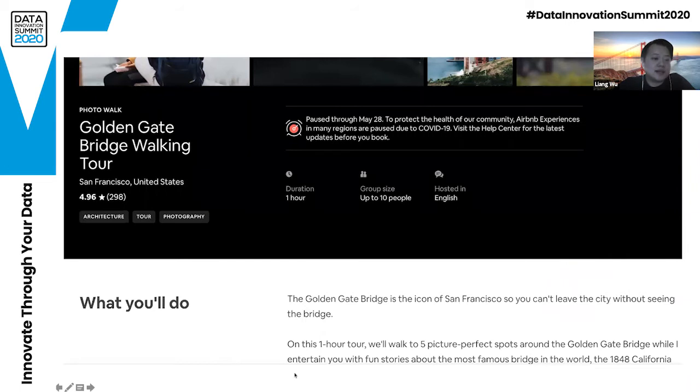And this is an example listing. For example, this is the title, Golden Gate Bridge Walking Tour. And under "what you will do" is the description of the listing. We try to extract the key phrases from these 2 parts.